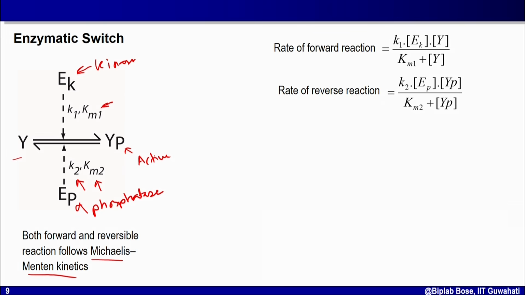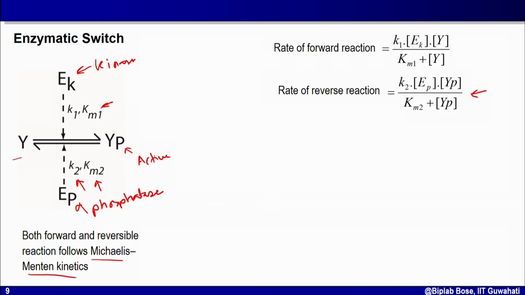So I can write down the rate of forward reaction, as per Michaelis-Menten kinetics, as K1 into EK, that is the total concentration of EK kinase, into Y, that is the substrate concentration, divided by the Michaelis-Menten constant for that reaction, Km1, plus the substrate concentration Y. Similarly, for the reverse reaction, I have rate equal to K2 into EP, the total concentration of the phosphatase, into YP, the concentration of the substrate here, the phosphorylated Y, divided by, in the denominator, Km2, the Michaelis-Menten constant, plus the substrate YP.